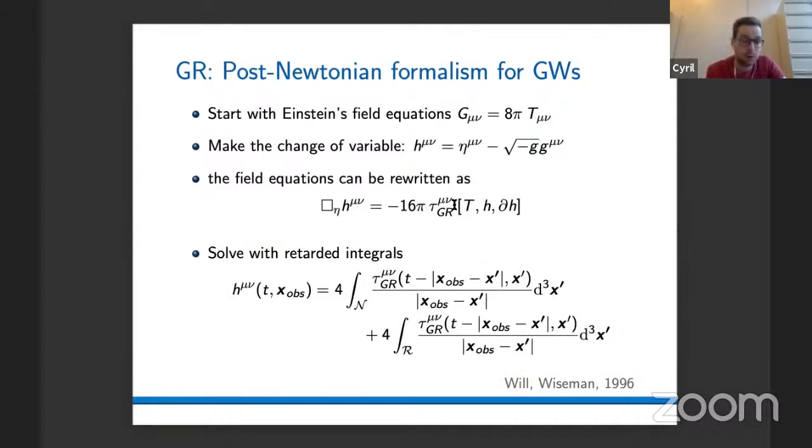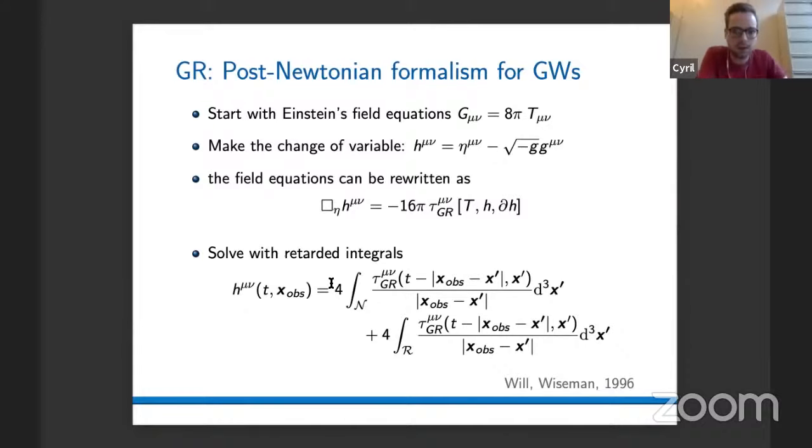So to solve a wave equation, we use what is called retarded integrals. So you do the integral over all space of this effective stress energy tensor on a retarded time. So you take the time minus the relative position here, and you do the integral over all space. And that gives you the solution.